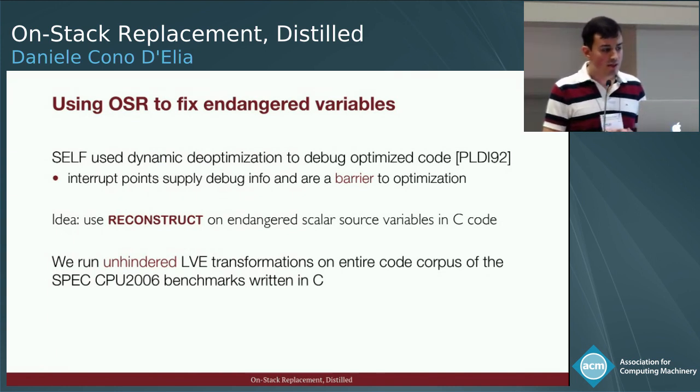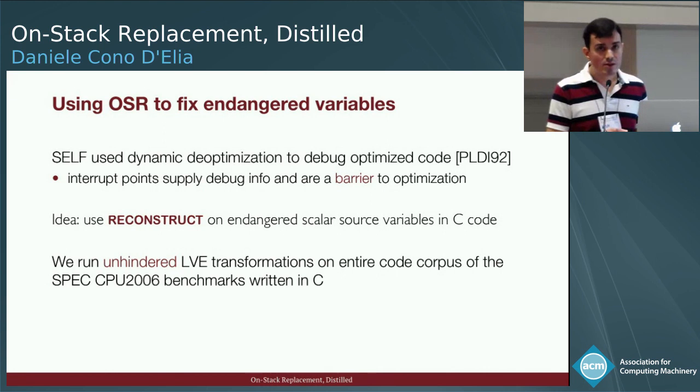We try to use OSR to fix these endangered variables. This idea was explored in the implementations of the Self runtime in the 90s, where they used dynamic deoptimization to support debugging. The idea is that OSR was used pretty much as a barrier to optimization, so you could optimize your code between OSR points, and at OSR points you were able to inspect the program state in terms of its source code. We try to elaborate on this idea by not restricting optimization.